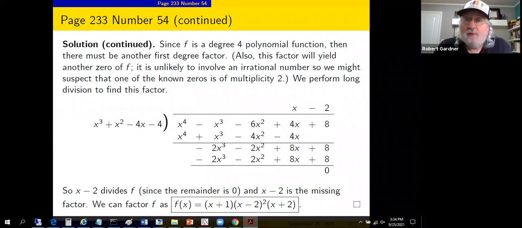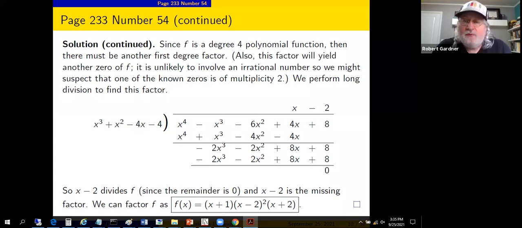So this is kind of a big deal. We factored this 4th degree polynomial, a little bit hit or miss because we used the rational roots theorem, but it worked out awesome. All the roots were rational. In fact, all the roots were integers in this case. So here we have f of x factored as desired.